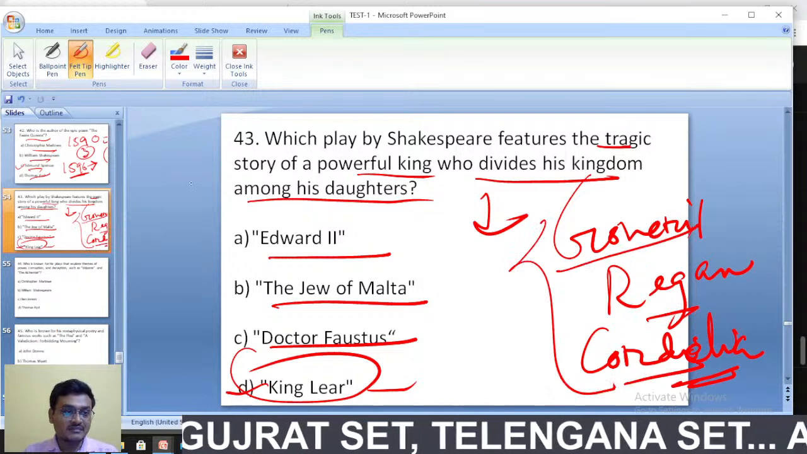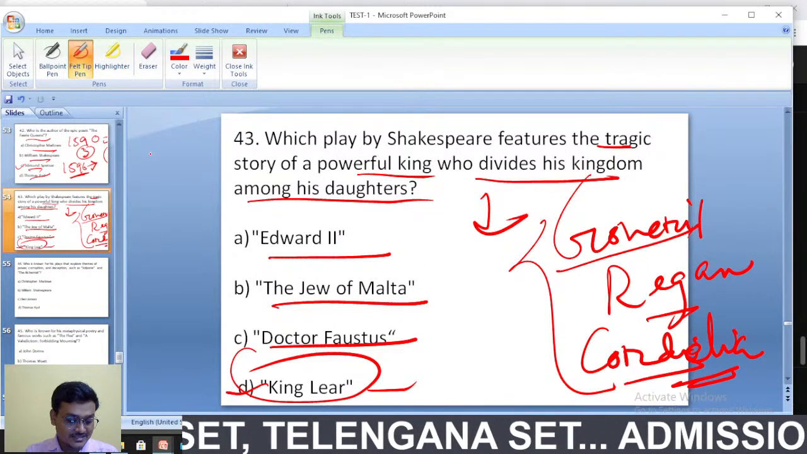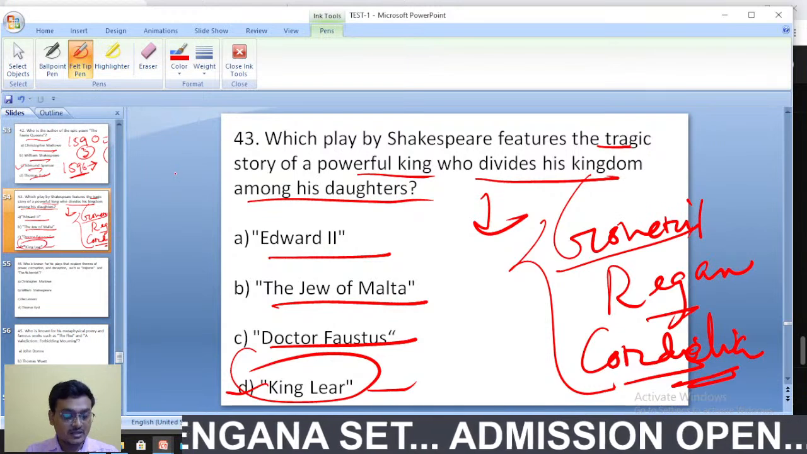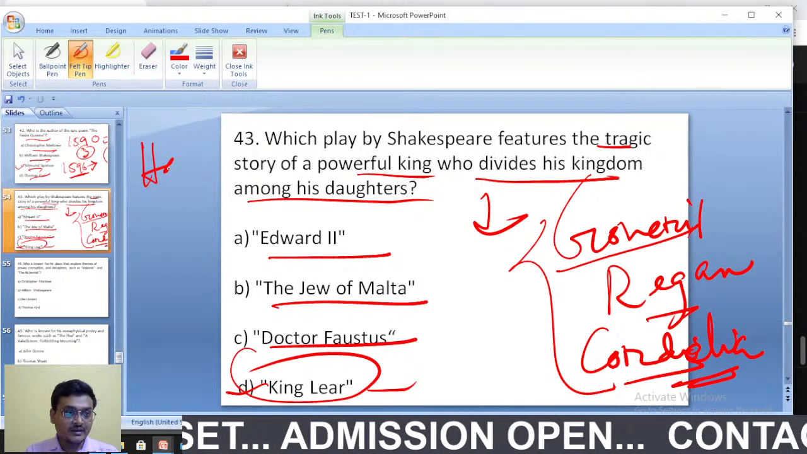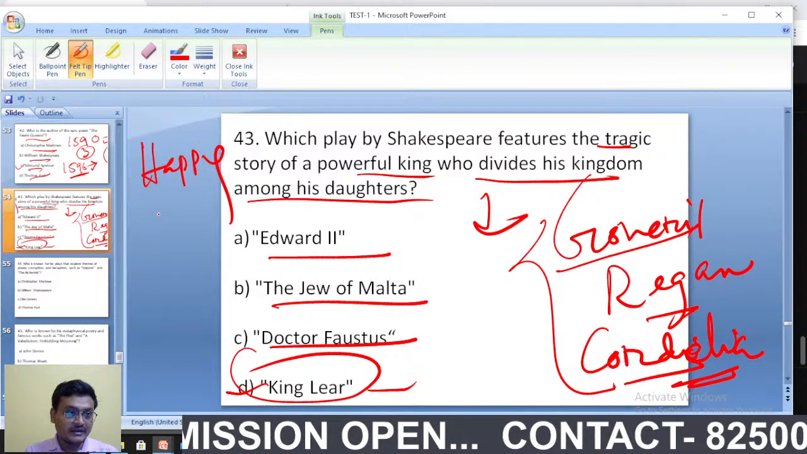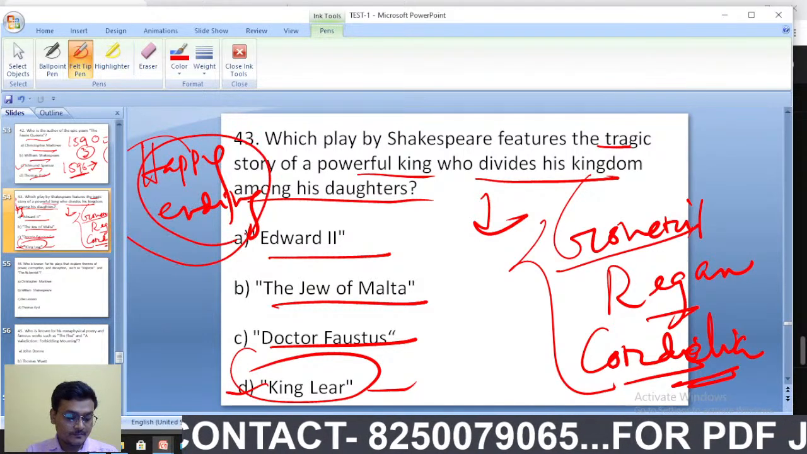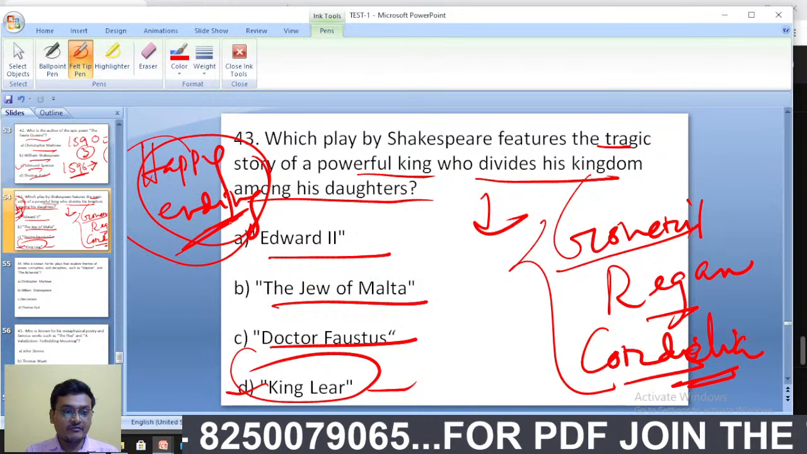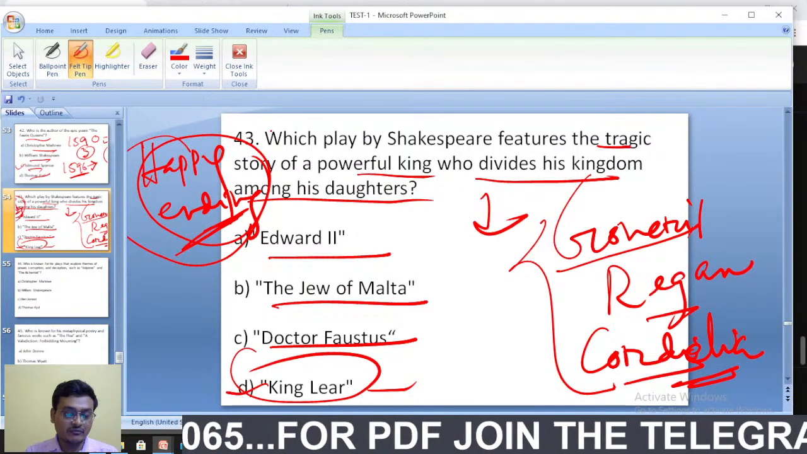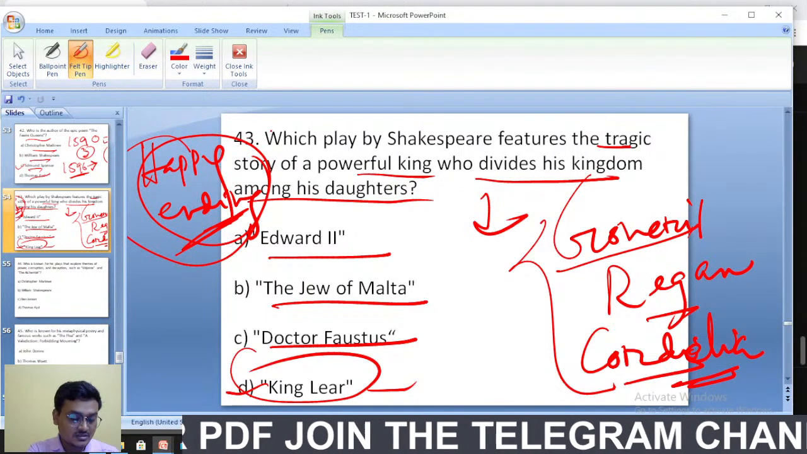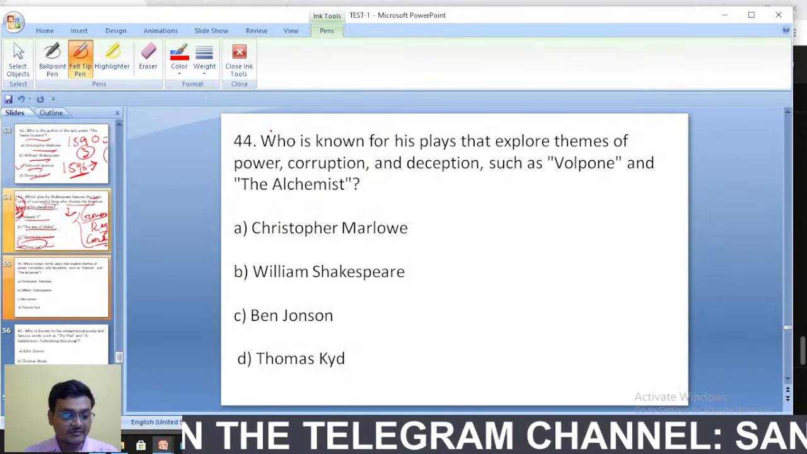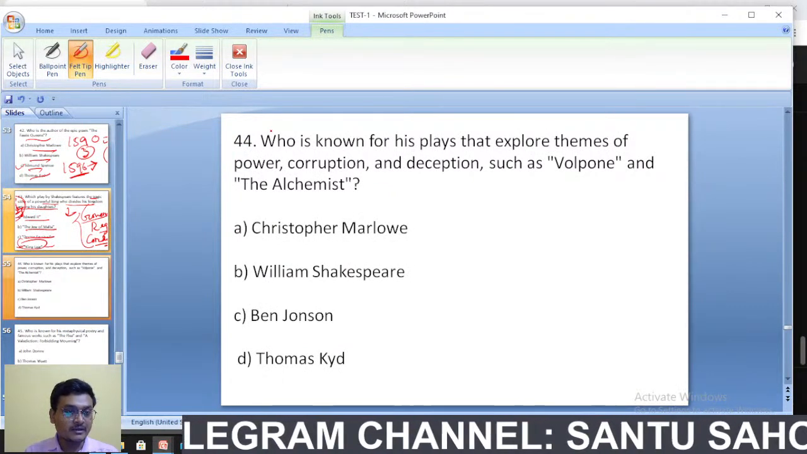And who has given a happy ending? Exactly, got it. Who has given a happy ending of King Lear? Write it down in the comment box. Happy ending of King Lear was given by whom?